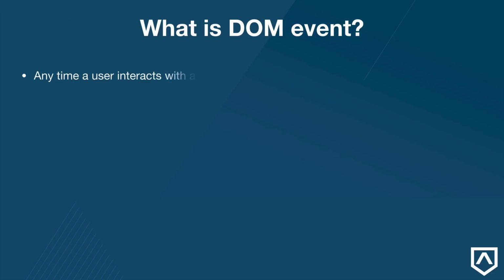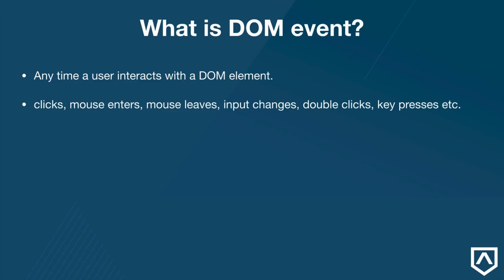The answer to that is anytime a user interacts with a DOM element. So this could be a click, a mouse enter, a mouse leave, an input change, double clicks, key presses, scrolls, scroll tos. All these types of things are events. These are things that you do day in and day out when it comes to interacting with web pages. Okay? So events are the things that you do as a user interacting with web pages.